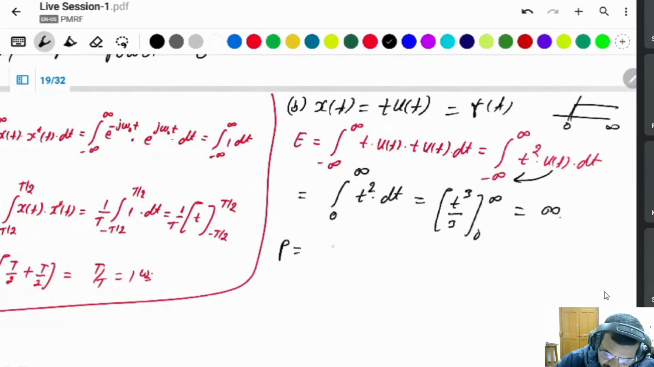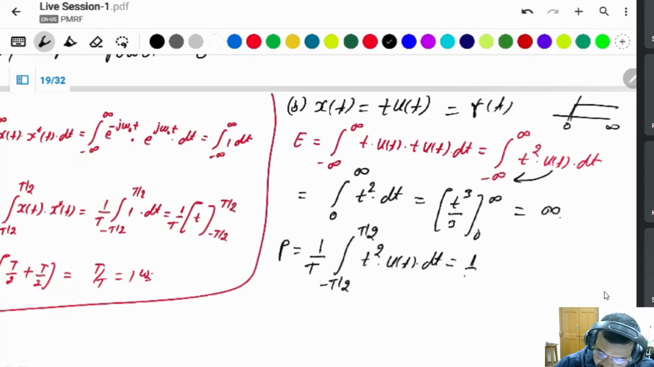Do the same thing for the power calculation: 1 by T integration from minus T by 2 to T by 2. I write the same thing, t squared into u(t) dt. Replacing u(t) by the limit, the integral is from 0 to T by 2 of t squared dt.